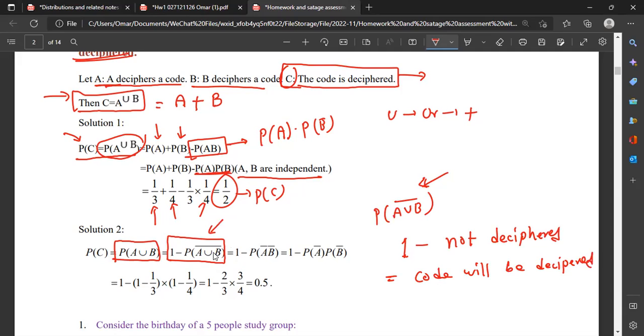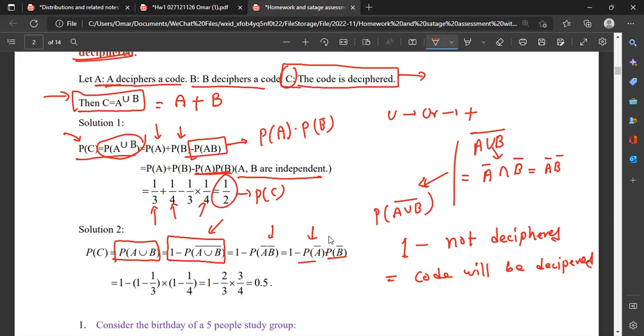So for A union B bar, from De Morgan's law, we know it will be A bar, then we reverse the sign, that means intersection, then B bar, okay? Or you can write A bar B bar. So this is De Morgan's formula. And as they are independent, we can separately multiply them, and then we substitute the values here.